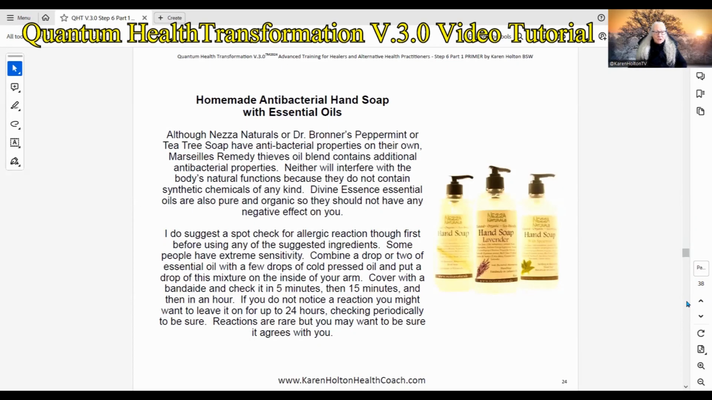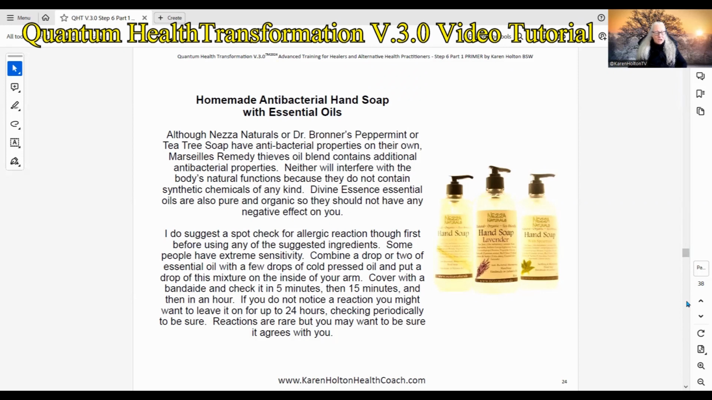Homemade antibacterial hand soap with essential oils. Although Neza Naturals or Dr. Bronner's peppermint or tea tree soap have antibacterial properties on their own, Marseille Remedy Thieves Oil Blend contains additional antibacterial properties. Neither will interfere with the body's natural functions because they do not contain synthetic chemicals of any kind. Divine Essence essential oils are also pure and organic, so they should not have any negative effect on you.